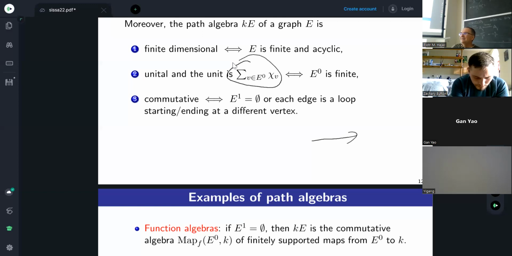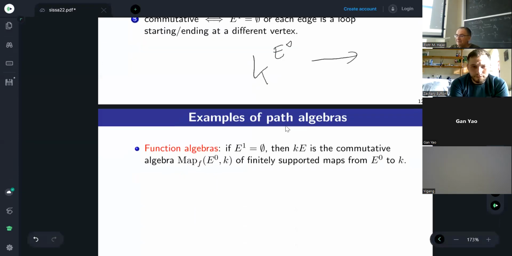In the case when there are just vertices, for every vertex you have a copy of your scalars. Exactly. It's k to the power E0. And the multiplication is every element with itself is one, and all the others zero. Is that pointwise multiplication? You have functions on a set and you pointwise multiply: f times g of x is f of x times g of x. That's it. And this follows from that recipe.